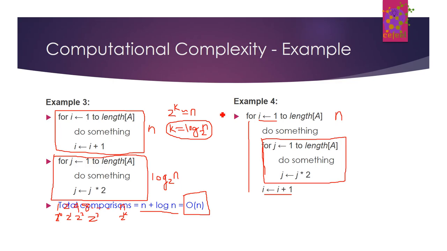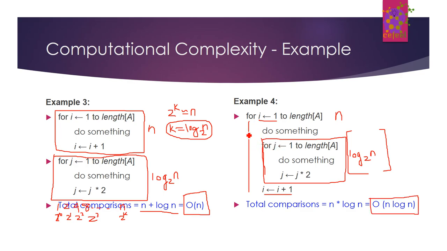We have already seen how many comparisons this needs, and this we know, it is log n to the base 2. Now since the inside loop is covered by the outer loop, which is n, the inside loop will run log n times for every iteration of the outside loop. So the total number of comparisons will be the multiplication of n and the inner loop times, which is log n. So this gives us the computational complexity of order n log n.